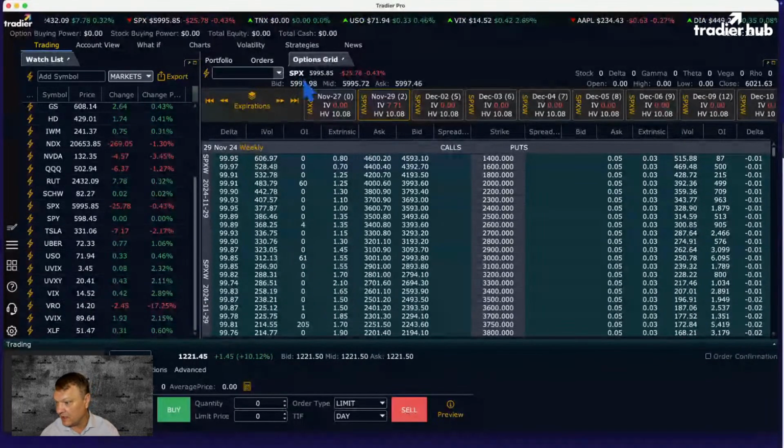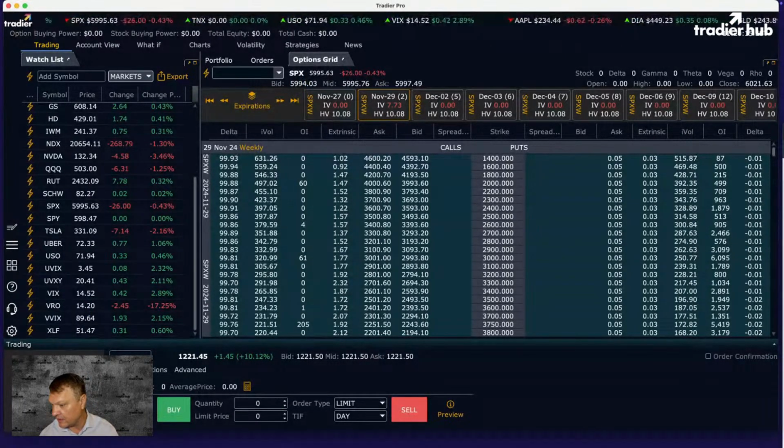Here's the SPX trade that we did, for a 70-cent net credit. We went way out of the money.